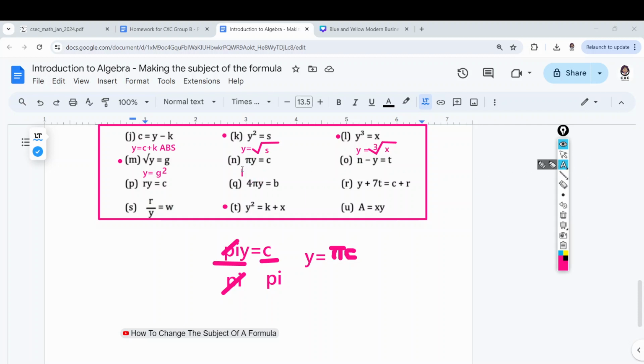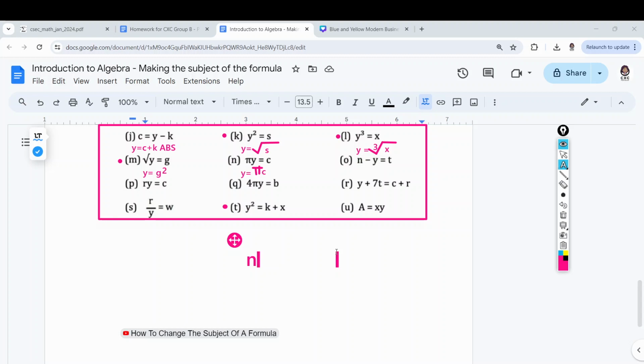Alright. So that's y is equal to pi c. Alright, cool. So that was simple. Now let's do the next one now. Next one now, guys, says n minus y is equal to t.